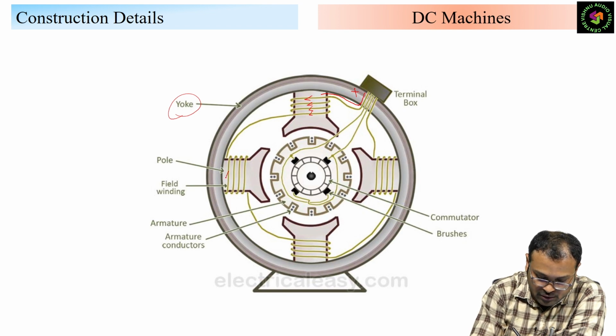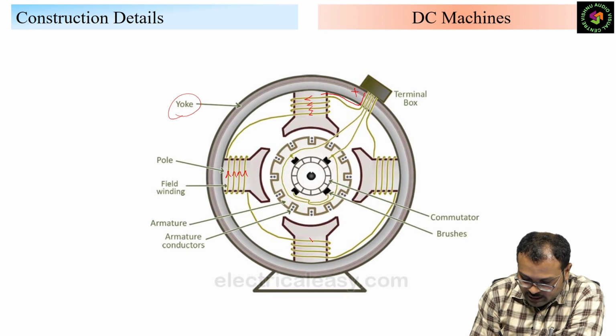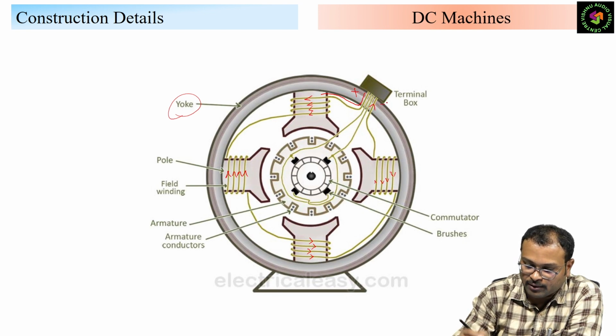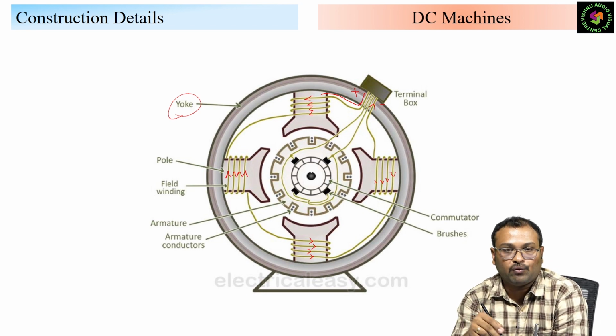And again, it is coming, so it is going the upper way. And again, it is coming back. This is the direction of the current. So again, it will go, it will come back, and again it is reaching the negative terminal. So this is the complete field winding. Whatever I just noted, that is completely the field winding.